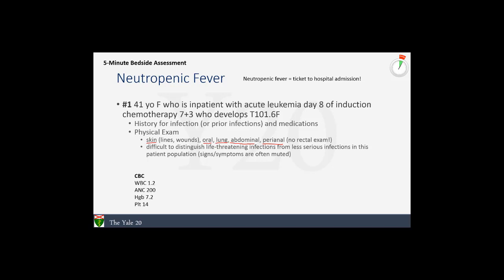You want to look at the labs. In this particular case, the pertinent labs for her will be, she has leukopenia, she's neutropenic, and she's just in general pancytopenic due to her induction chemotherapy. When you're triaging people, things that you want to consider is hemodynamic stability.